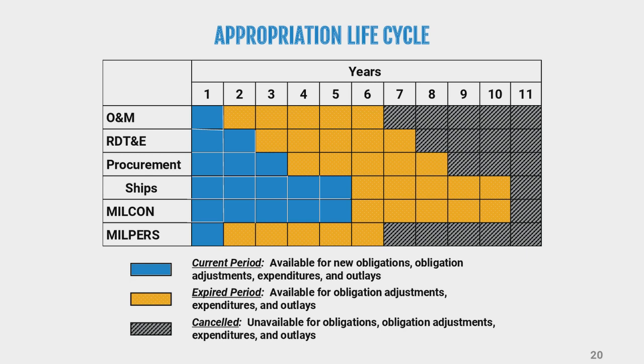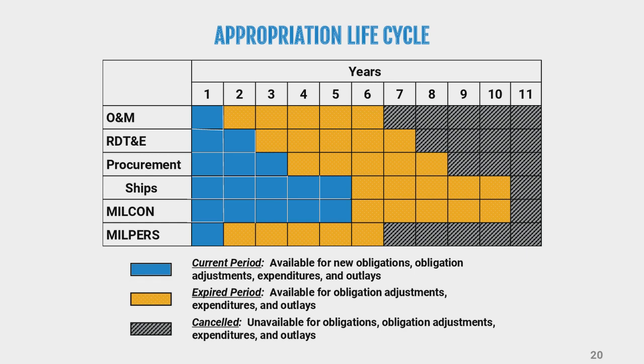year. Research, development, test, evaluation, RDT&E money is 2 year money. Procurement is 3 years. Ships and military construction is 5 years. And a military personnel account is a 1 year account. So current period, that blue, what that means is that money is available for obligation.